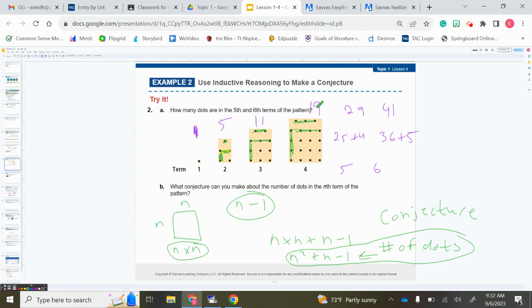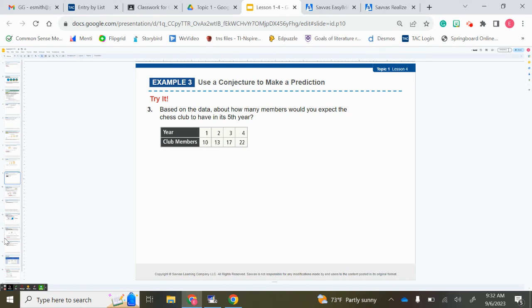Questions, comments, or concerns? All right, let's take a look at the next example. We're not going to do example 3, but I did like the triad activity, so we're going to look at that. Based on the data, how many members would you expect the chess club to have in its 5th year? So here's the data. What's the pattern? What's that conjecture? I want you guys to find the conjecture and your 5th term. Give you like a minute. It shouldn't take too long.